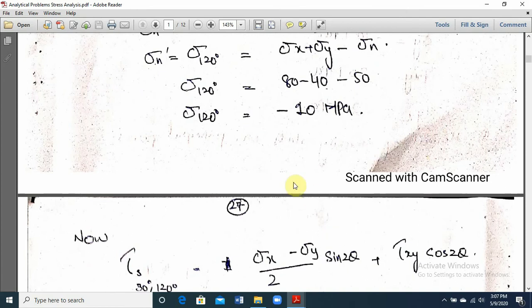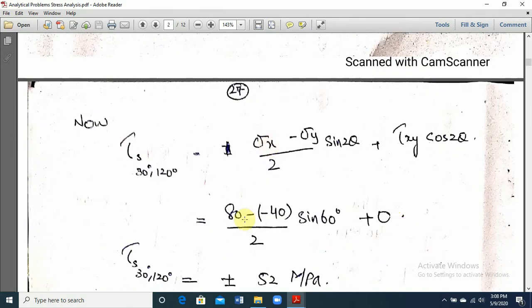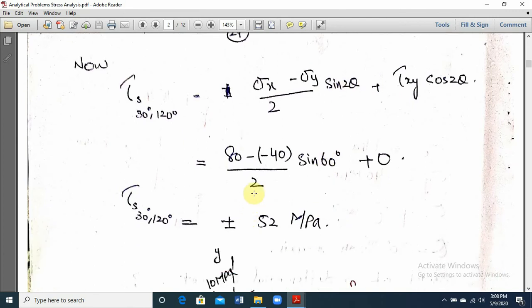After that, you need to determine the value of shear stress at 30 degree and 120 degree. What is the formula of shear stress? That is equal to sigma x minus sigma y divided by 2 sin 2 theta plus tau xy cos 2 theta. This term will become 0. Put the value of sigma x, which is 80, value of sigma y, which is minus 40, sin 2 theta means sin 60 degree. So we have the value as 52 megapascal.